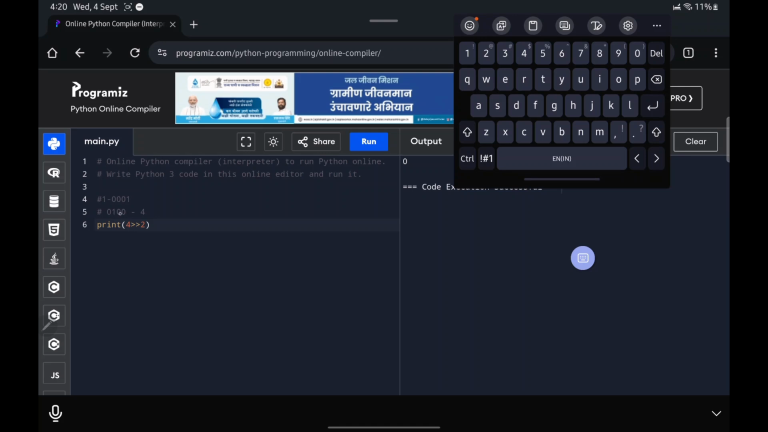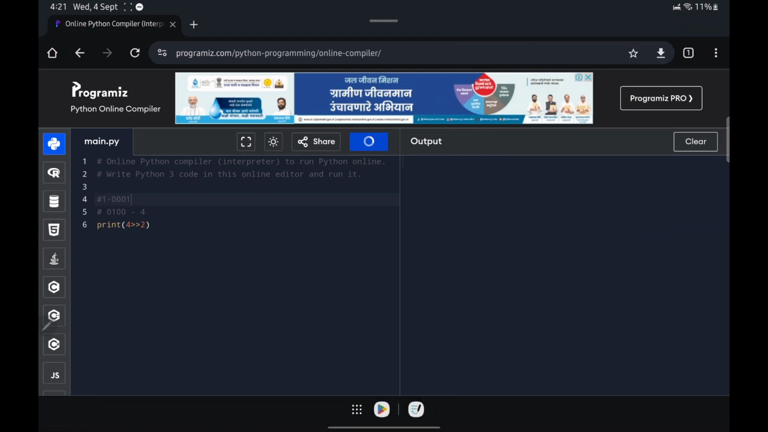Now if I do right shift operation on 4, it should give me 1. So you can see over here 0 1 0 0, with the right shift operation the 0 0 will be removed and it will be added in the front, and it will become 0 0 0 1. So for right shift operation 2, it will become 1.